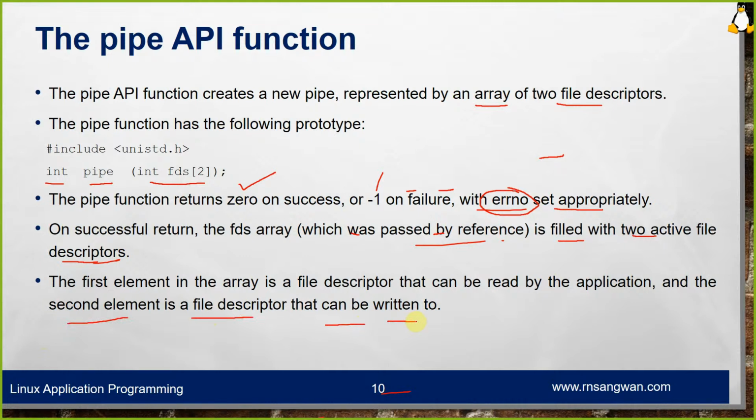I introduced the concept of file descriptors in a previous topic also. I talked about it in a very general form, that there are 3 file descriptors we use in Linux: 0 for standard input, 1 for standard output, and 2 for error. So we are specifying the file descriptors here, and a pipe is nothing but a set of file descriptors.